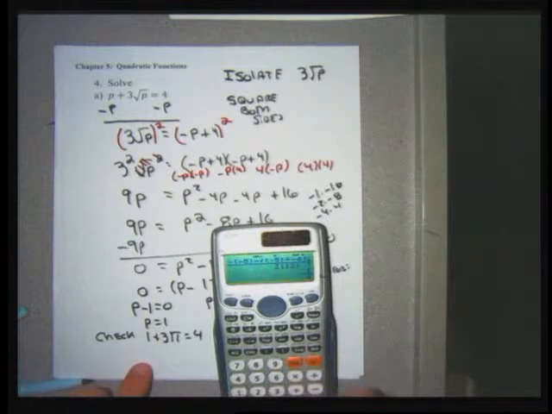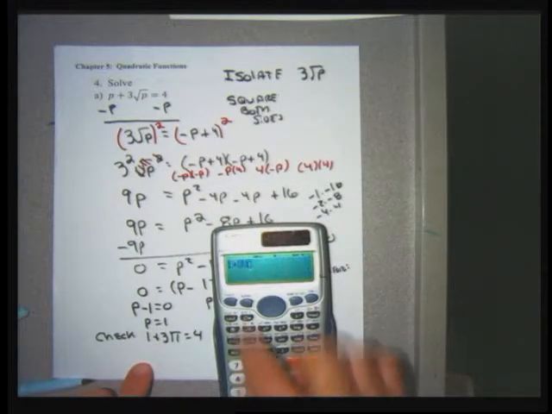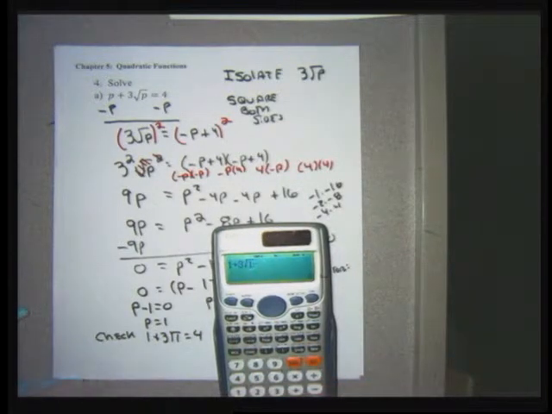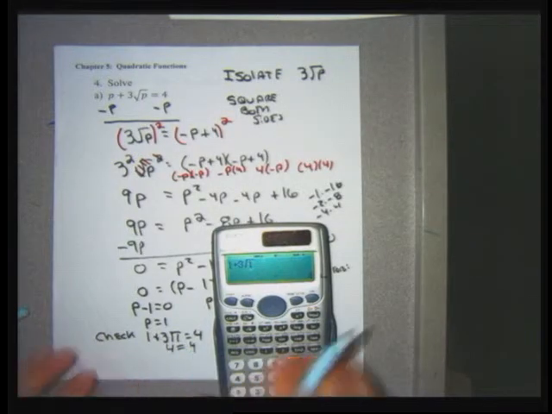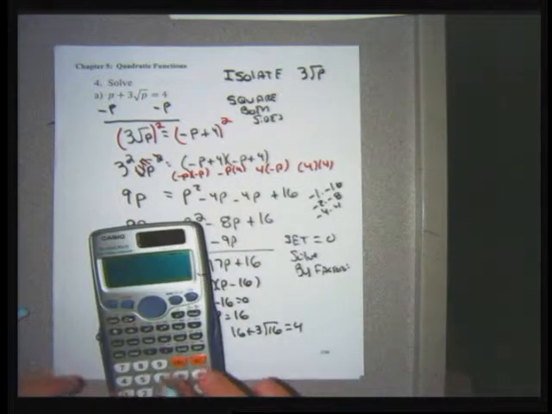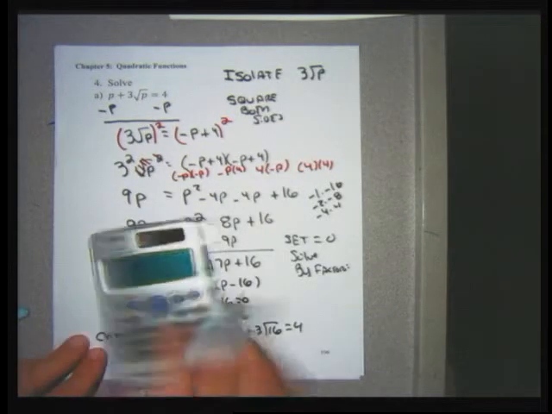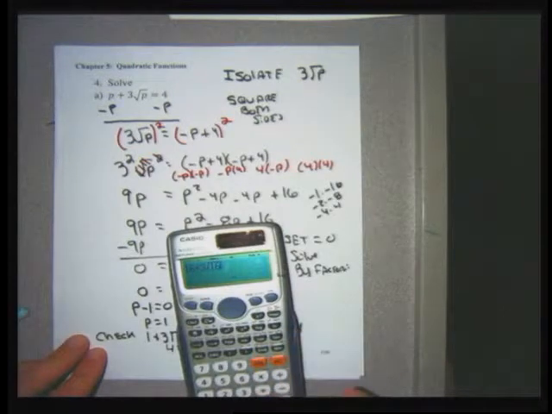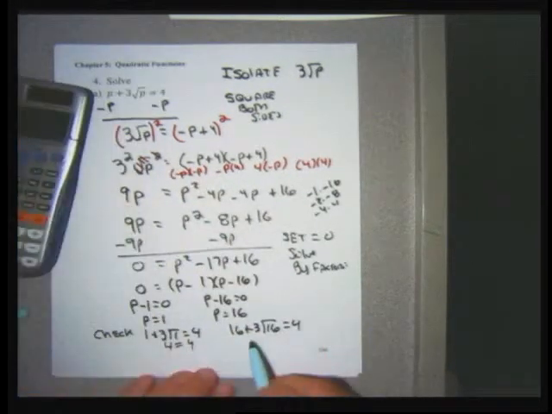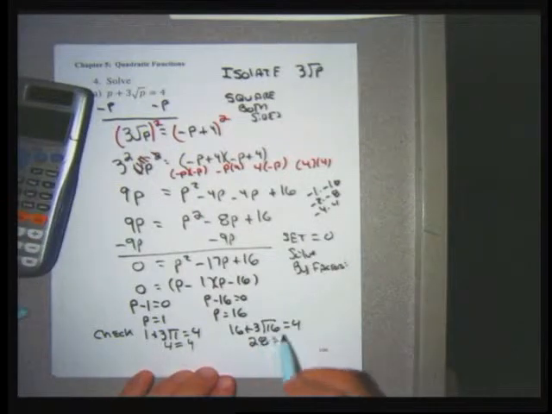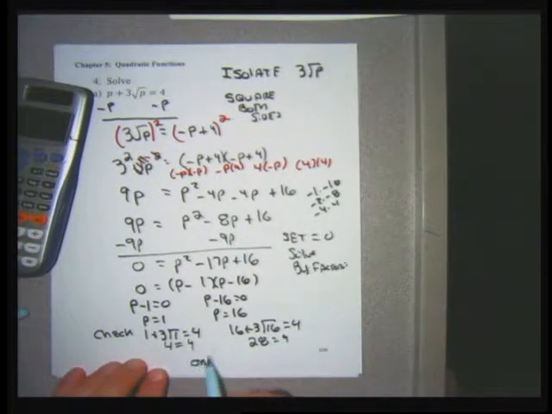So first one, 1 plus 3 square root of 1. That gives me 4 equal to 4. So 1 is a solution. When I do the other side, 16 plus 3 square root of 16, which you can't see, you get 28. And 28 doesn't equal 4. So the only answer, the only one I'm going to write, is p equal to 1.